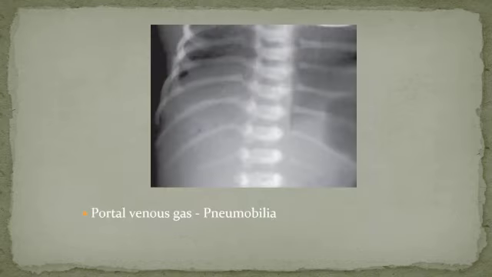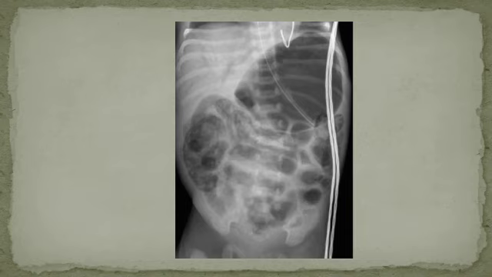The gas from the bowel wall eventually may reach the portovenous system and show up over the liver as branching linear lucencies. This is one more example of portovenous gas. Again, you can see necrotizing enterocolitis, distended stomach.